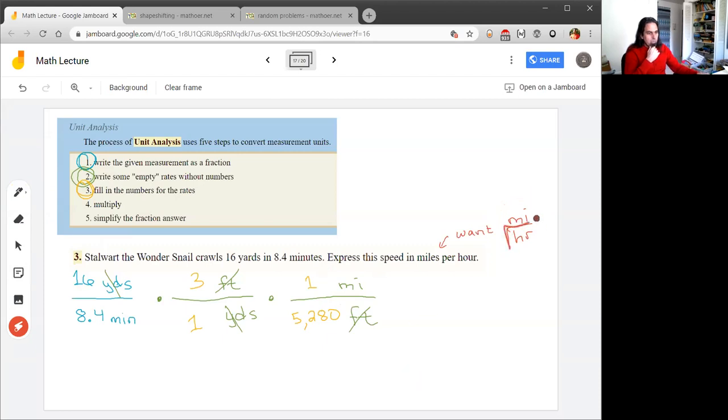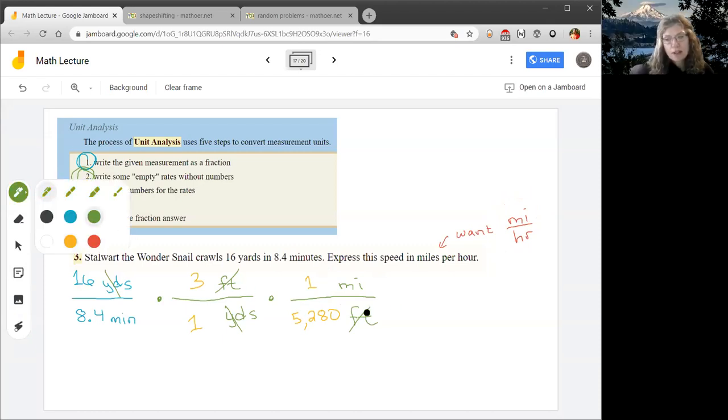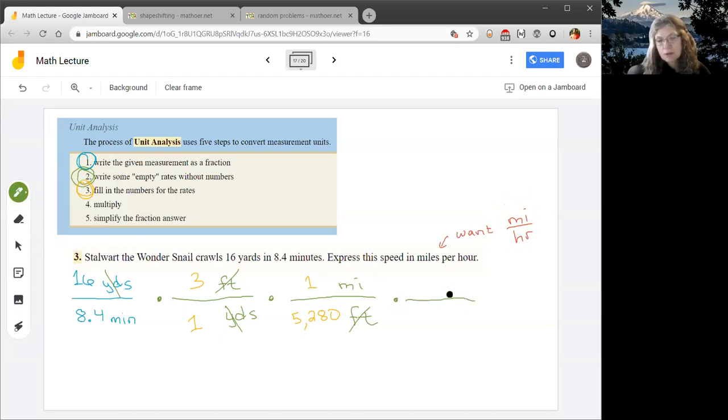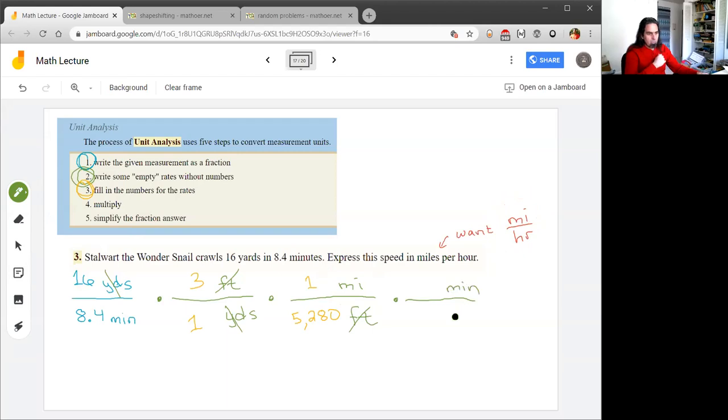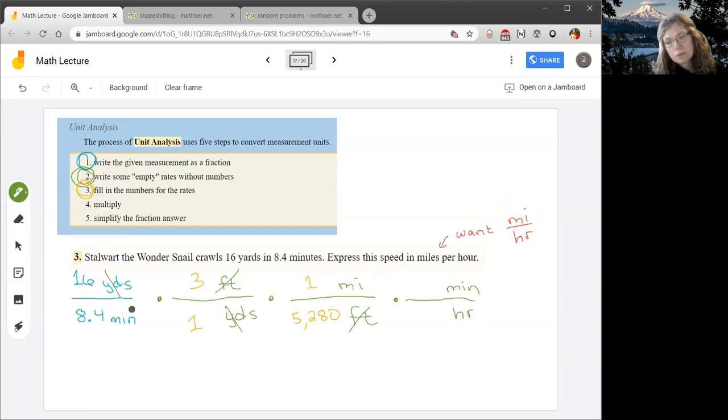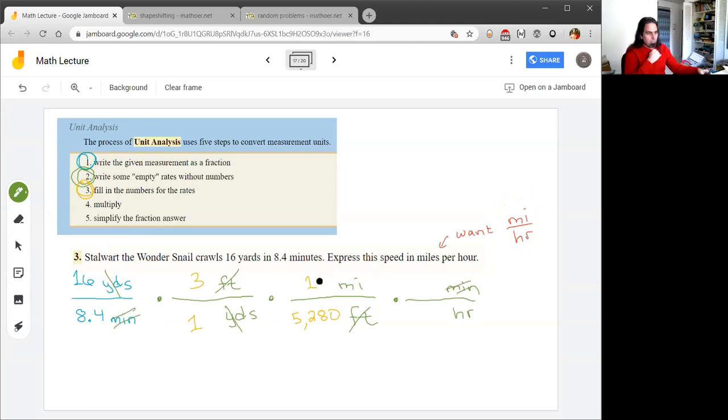Now I just need to get hours in the bottom. The next one is minutes over hours. And why is it minutes on top? Minutes were on the bottom before. I need one of each, so the other one has to be on top.